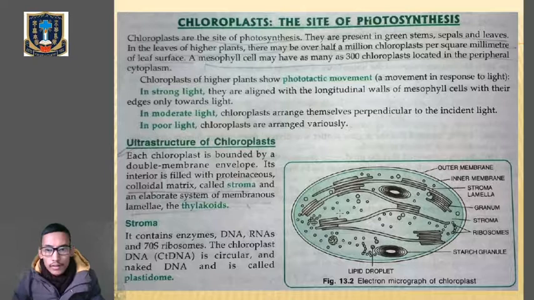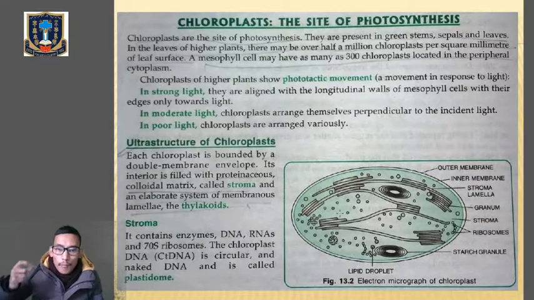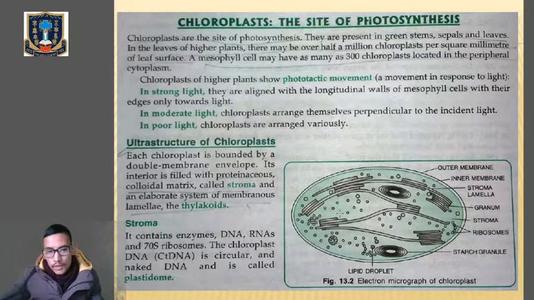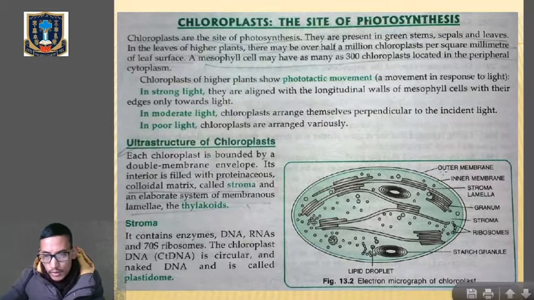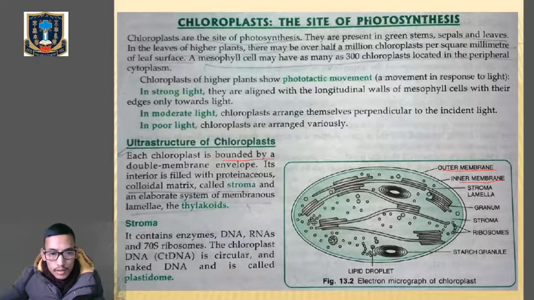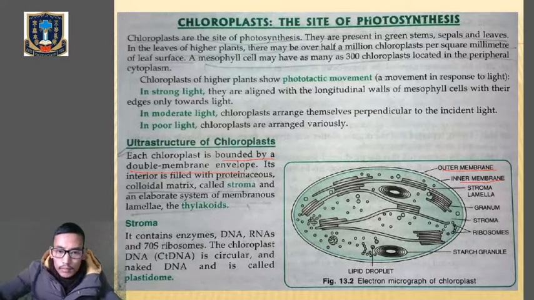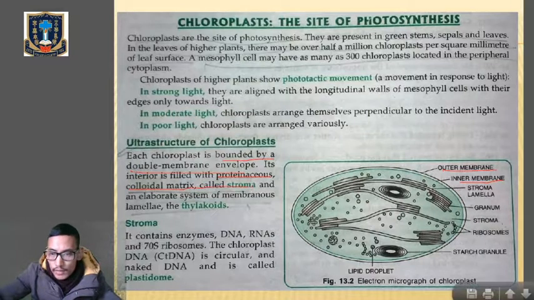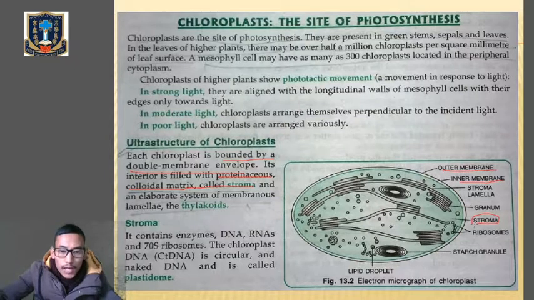Now let's see the ultrastructure of chloroplast. So chloroplast is mainly a double membrane structure. You can see the outer membrane and the inner membrane. So chloroplast is bounded by a double membrane envelope. Now in the interior part of the chloroplast, inside the inner membrane, we will see the proteinaceous colloidal matrix which is called the stroma. So we will find the stroma part inside the chloroplast, and we will see an elaborate system of membranous lamellae called the thylakoids.